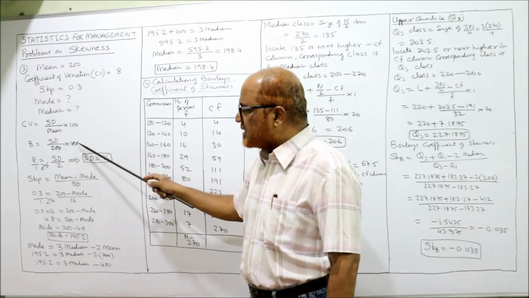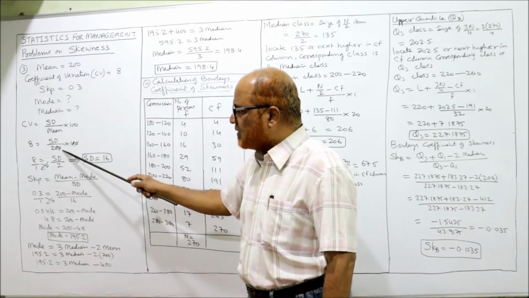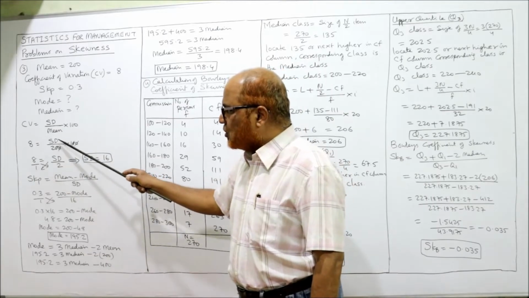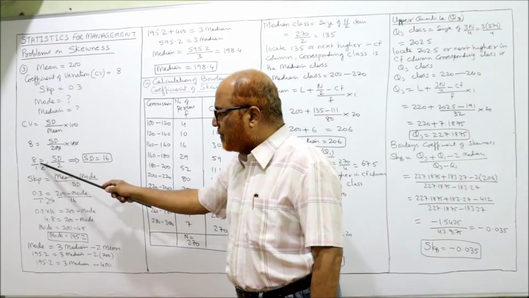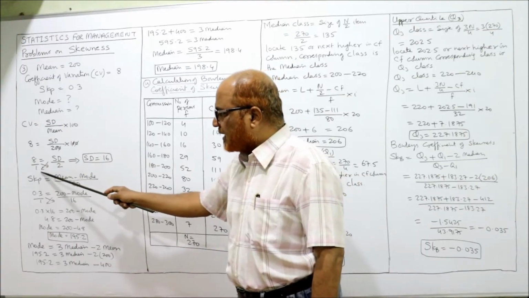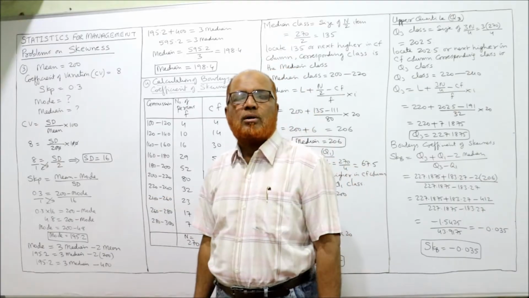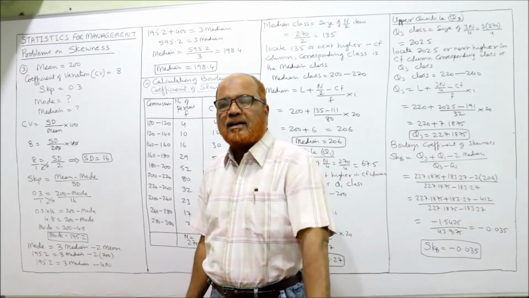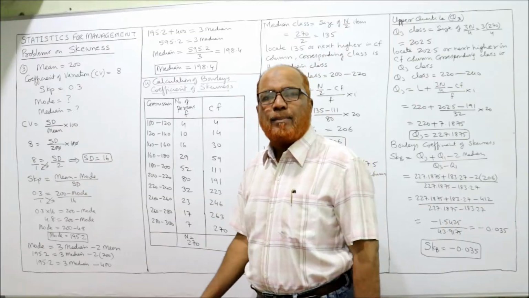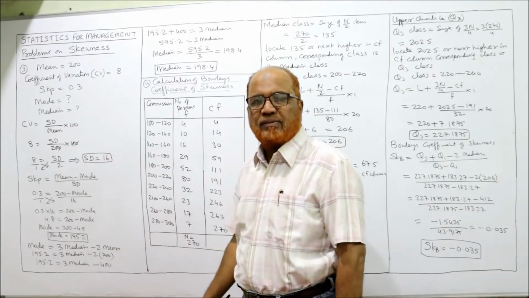Now cancel these two zeros. So 8 is equal to standard deviation by 2. If we make a cross multiplication, standard deviation is equal to 8 into 2, which is 16. That's all. So we got standard deviation 16 by using the formula of CV.